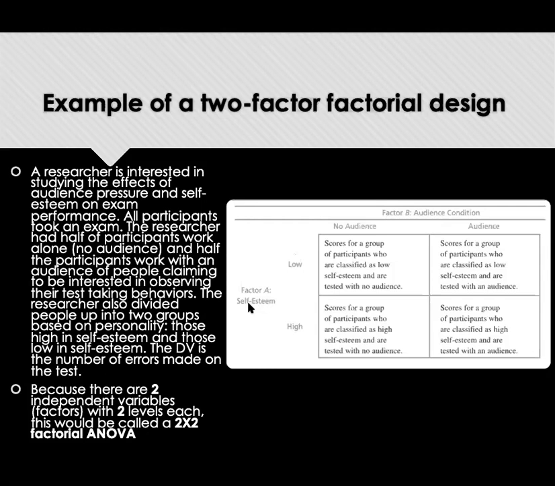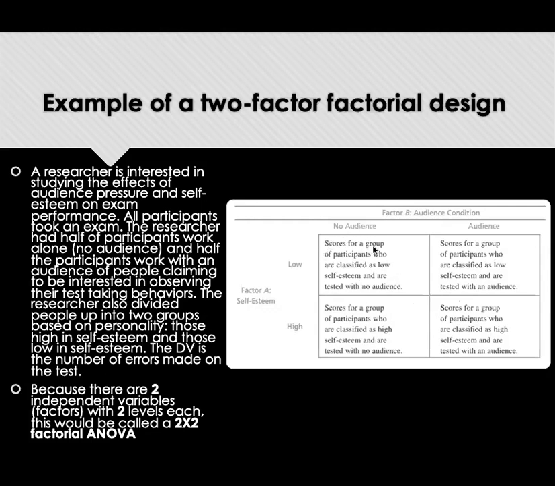So here's one independent variable, self-esteem. Here's another, audience condition. So we know there are going to be 2 numbers. Because self-esteem has 2 levels, low and high, and audience condition has 2 levels, no audience or audience, each of those 2 numbers is going to be a 2. So this is a 2-by-2 factorial design. And in a 2-by-2, if you multiply 2 times 2, you get 4. And you'll see that's exactly how many boxes we have here. So we're going to have 4 independent groups of participants.